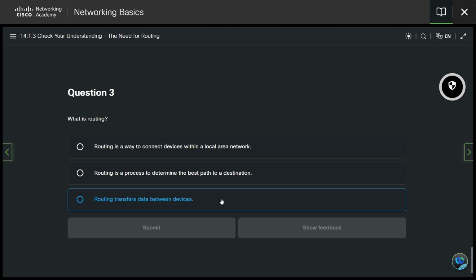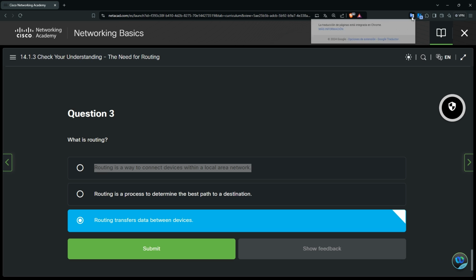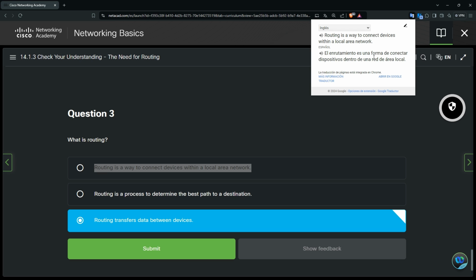Routing is a way to connect devices within a local area network. Routing transfers data between devices. I don't know, I need to translate this. One moment, please.